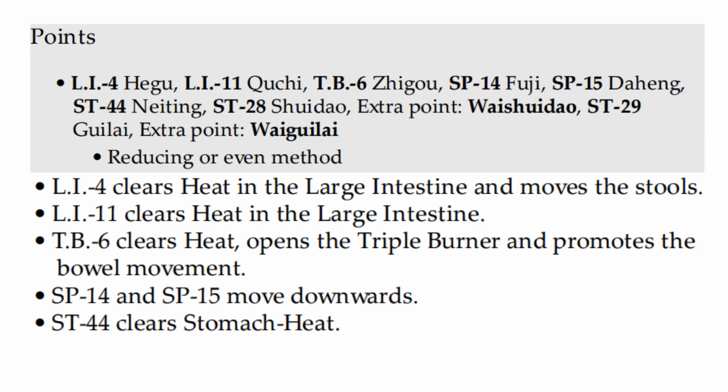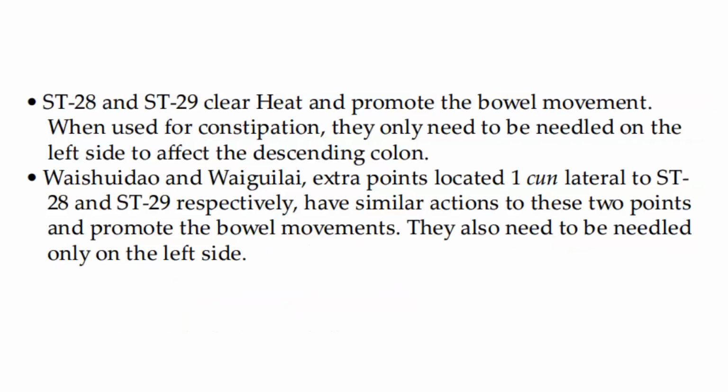LI4 clears heat in the large intestine and moves the stools. LI11 clears heat in the large intestine. TB6 clears heat, opens the triple burner, and promotes the bowel movement. Spleen 14 and spleen 15 move downwards. Stomach 44 clears stomach heat. Stomach 28 and stomach 29 clear heat and promote bowel movement.